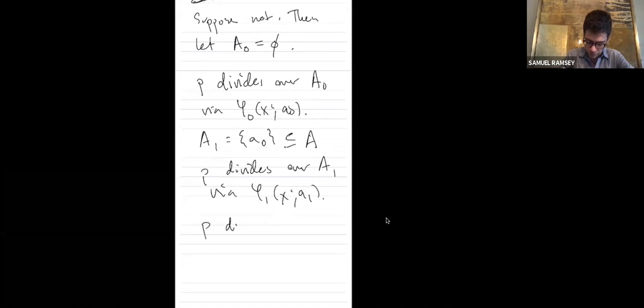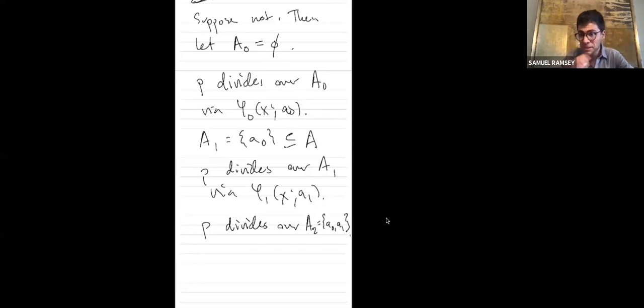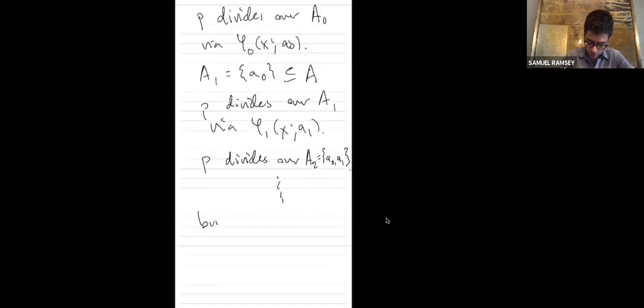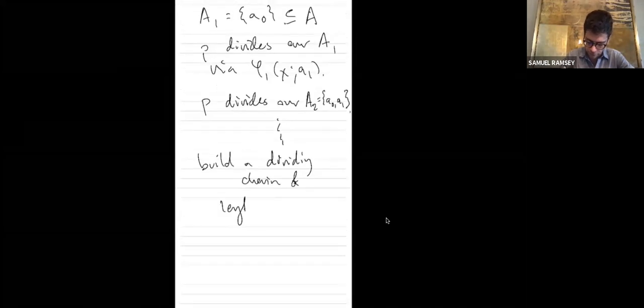Then P divides over A2, which is A0, A1. Now, if our assumption fails, then we can continue and build a dividing chain of length t plus, contradicting the above.